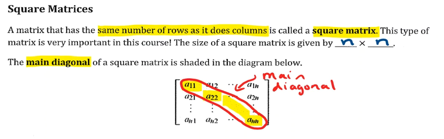One way to denote a main diagonal entry in general is to say a sub ij, where i is equal to j.